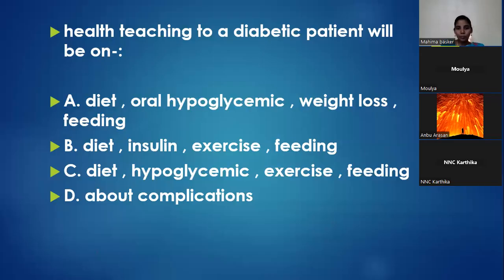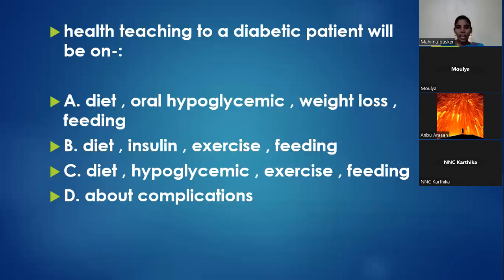Okay, next one. Remember, they didn't mention any insulin, right? They didn't mention any insulin, so you can take out option B. Diet, insulin, exercise, feeding. The patient is not taking insulin; they didn't give that in the question. So you can take out B. So what about A and C?